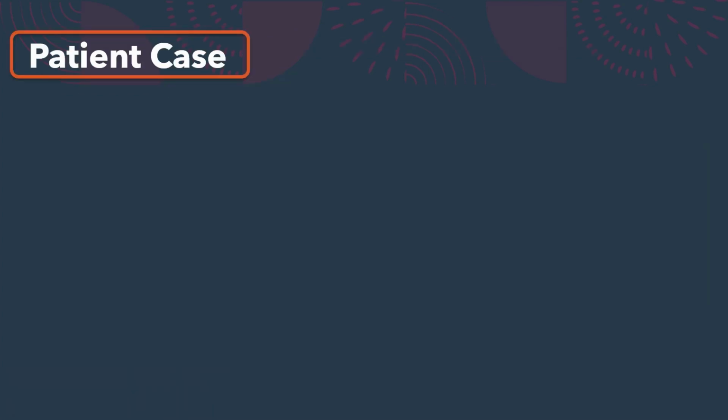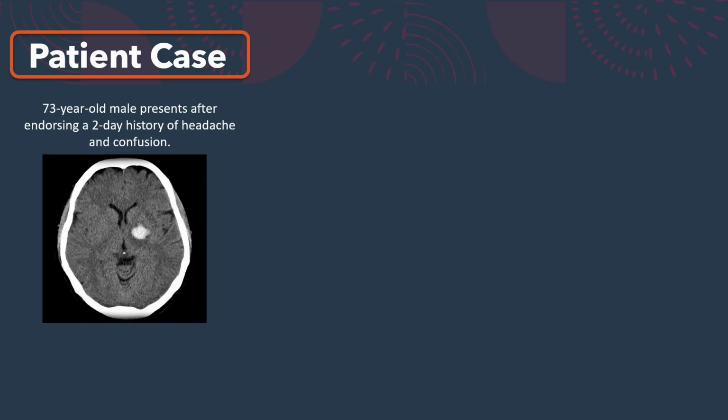So I wanted to discuss with you a patient case I recently had in which I utilized a tool from the previous slide and identified candidacy for reversal for someone with a suspected factor 10A inhibitor associated bleed. So we had a 73-year-old male who presented after endorsing a 2-day history of headache and confusion. We obtained labs and a stat head CT, and as you can see, we had an intraparenchymal hemorrhage here. Patient's GCS was moderate, around 13.